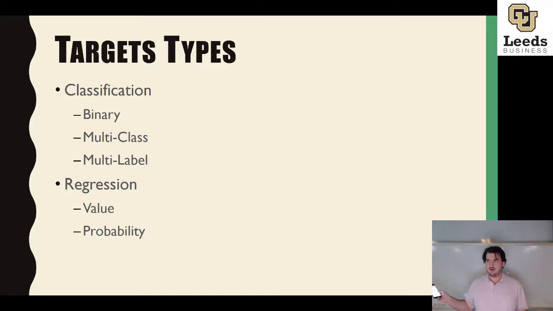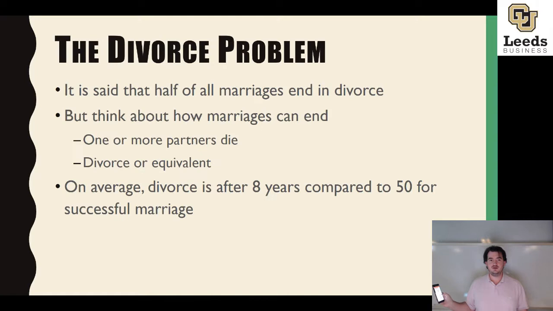One other thing that this chapter covered that I think is important, so I want to go over it, is how data collection can interact with selecting your target. So I'm going to go with an example of divorce. I'm sure everyone here has heard that half of all marriages end in divorce. Turns out that's a statistical fallacy. And let's go over why.